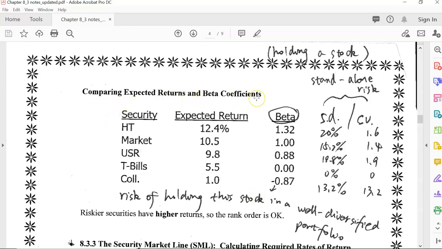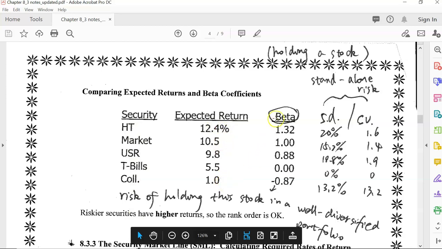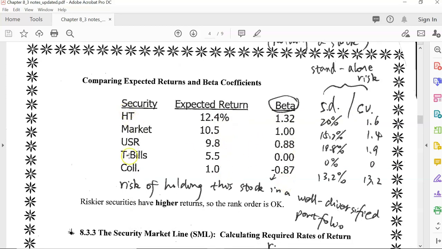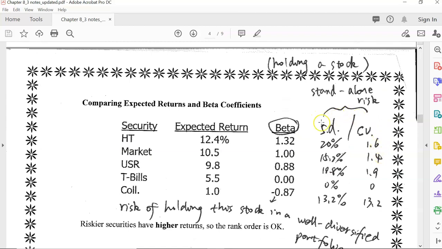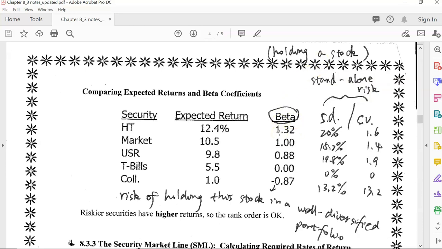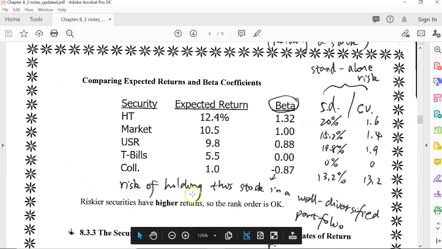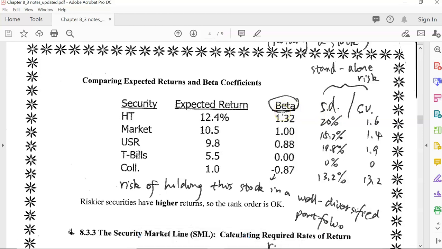Comparing expected return and beta coefficients. We have five securities here that we've discussed before. We list their expected return and their beta here. For these five assets, we've discussed their standard deviation and coefficient of variation, and I'm listing them here too. Again, SD and CV were the measures of the standalone risk of the stock when we're holding just one stock. But beta is the measure of the risk of holding this stock in a well-diversified portfolio. So both beta and standard deviation are risk measures, but beta is the stock risk when we hold the stock in a portfolio. Standard deviation is the stock risk when we're holding this stock by itself.